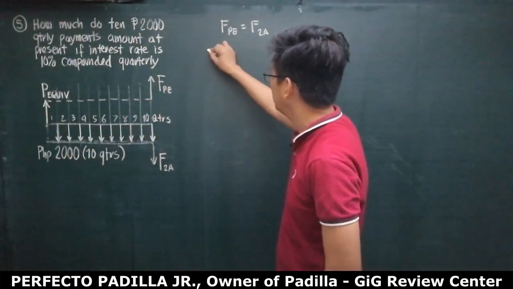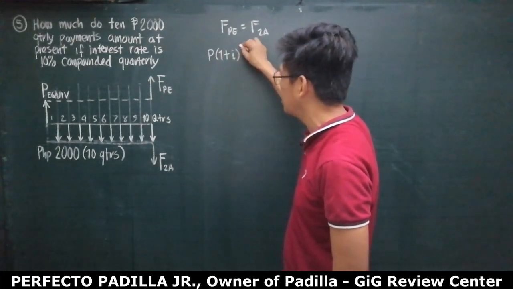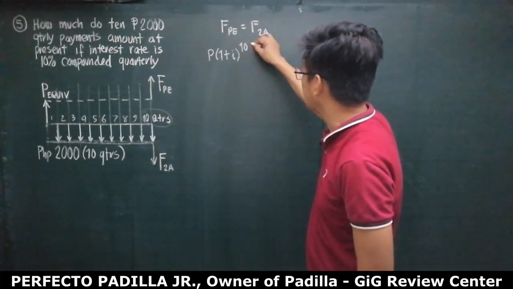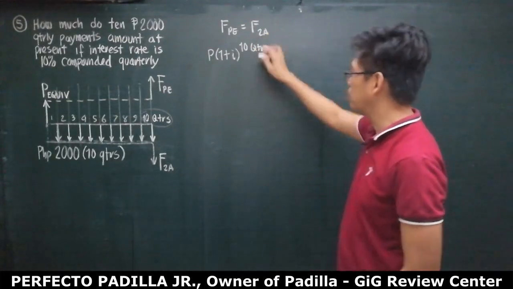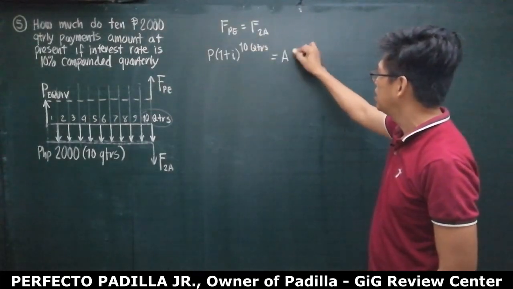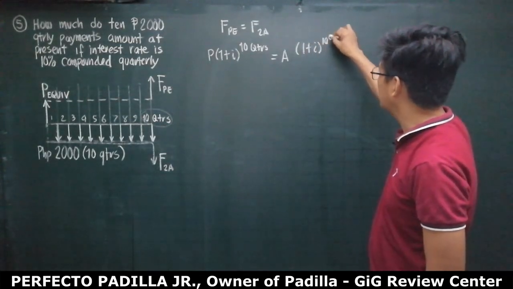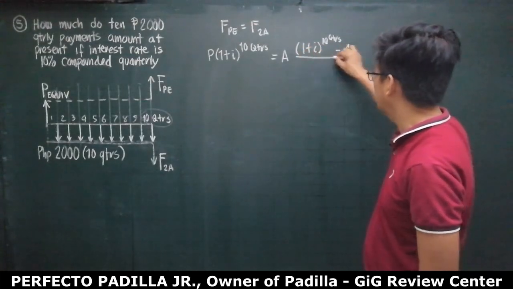We apply P times (1 + i)^n, where n is 10 quarters, is equal to the future of the annuity. This is A times ((1 + i)^n - 1) over i, with n equal to 10 quarters.